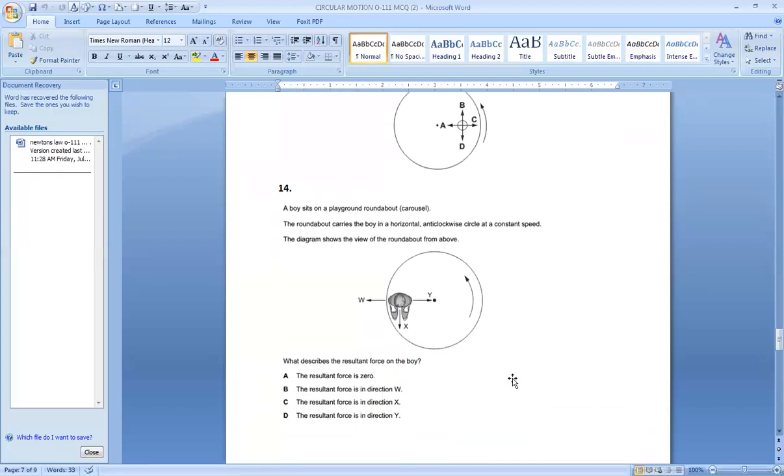Number 14, a boy sits in the playground roundabout. The roundabout carries the boy in a horizontal anti-clockwise circle at constant speed. What describes the resultant force on the boy? You people know the resultant force will be towards the center. If it is moving along a circular path, the resultant force will be towards the center along Y. So the option is D. The resultant force is in the direction Y.